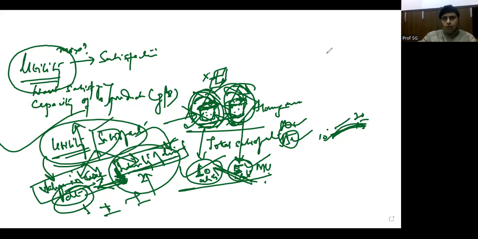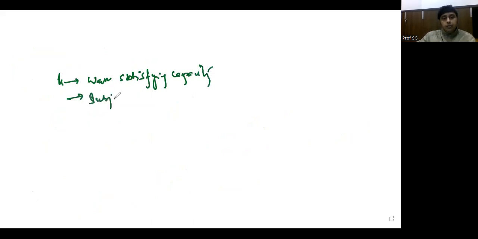So utility is the want satisfying capacity of a product. That is the first thing, number one. Second, utility is subjective. Subjective means it changes from person to person.